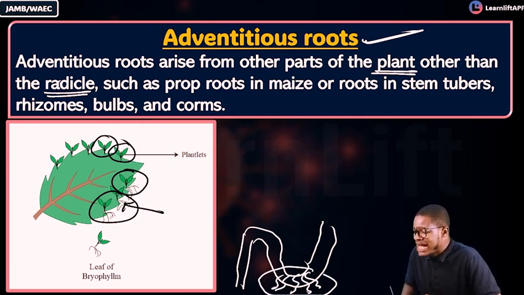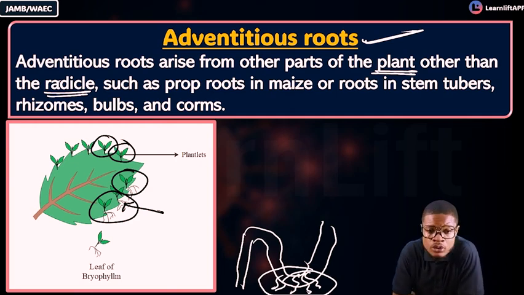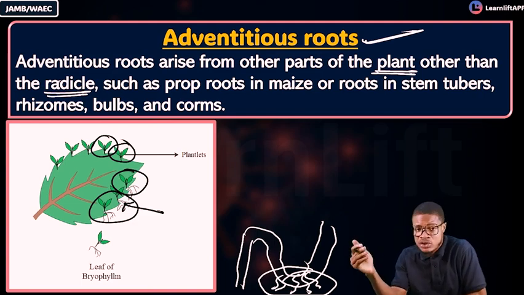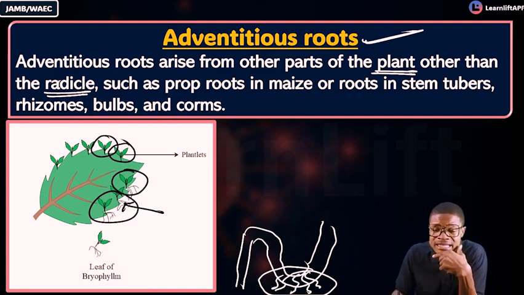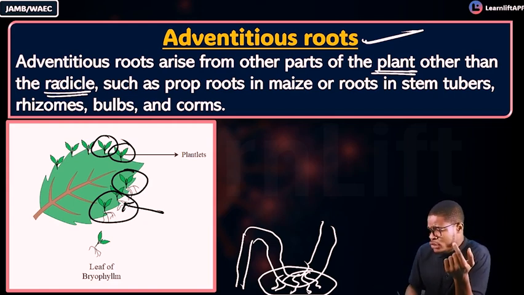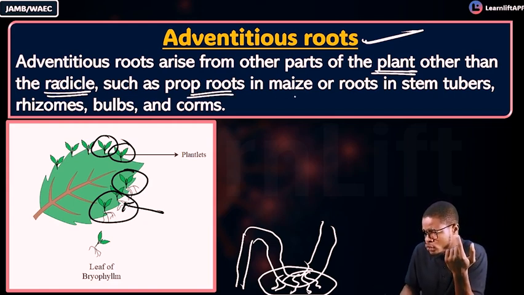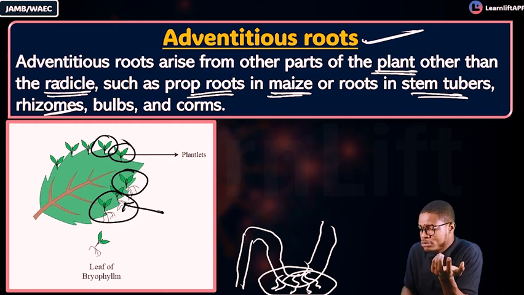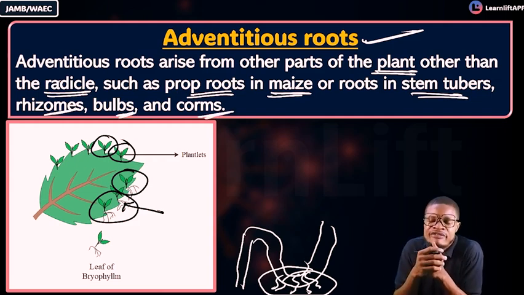Are all these roots coming from the radicle? No, they are developing from the stem, because that stem is making contact with the soil. That type of root system is called your adventitious roots. What are examples of adventitious roots? A good example is your prop roots, or roots that you see in your stem tubers, or around your rhizomes, your bulbs, and your culms. All of these are adventitious roots.